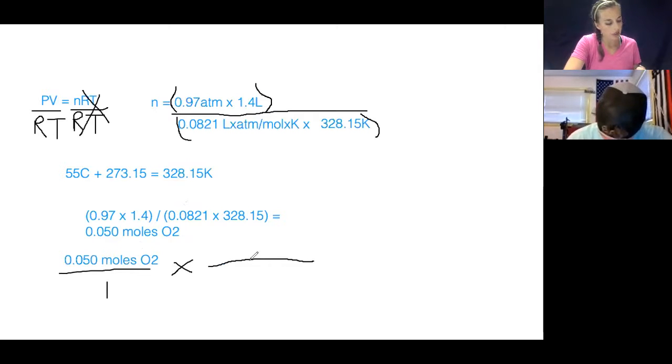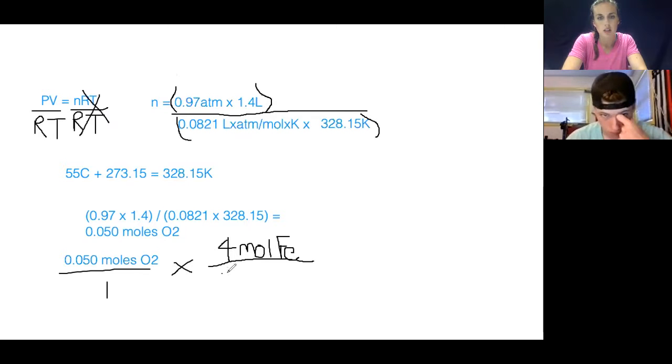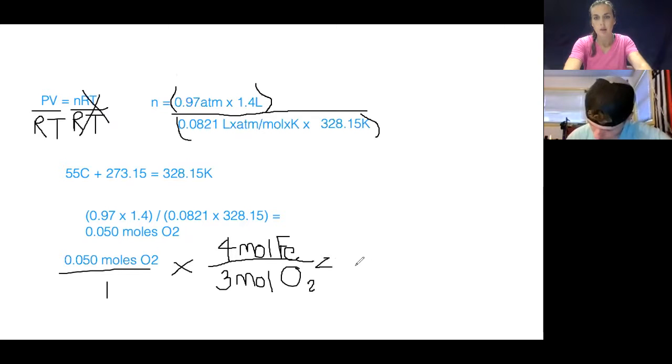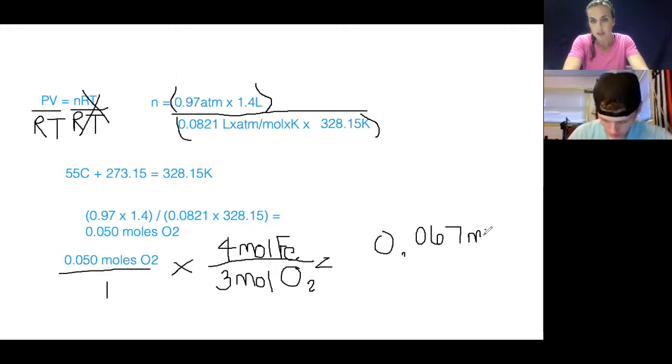And then I'm going to use that equation they gave me and look and see. So I'm going to iron, which is Fe. And in the equation, I have 4 moles of Fe. So that goes on top. And then I want moles of oxygen to cancel. And in the equation, I have 3. So that's going to go over 3 moles of oxygen. And then you're just going to plug that in the calculator. And that will give you 0.067 moles of iron. But you're still not done because they asked you for grams.